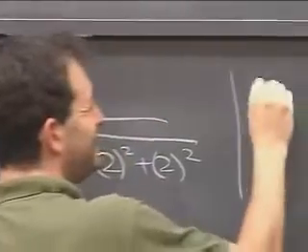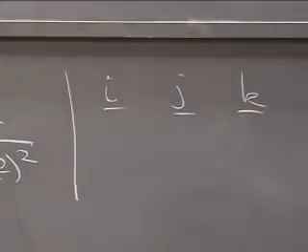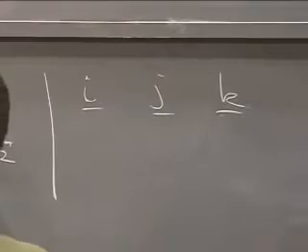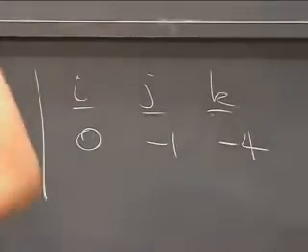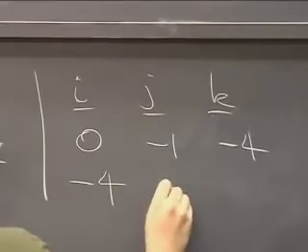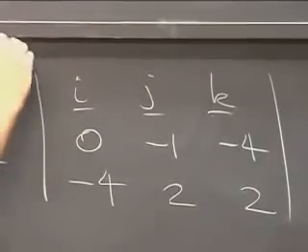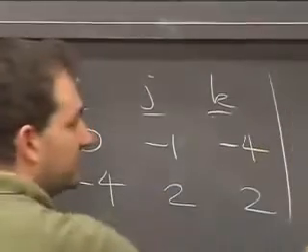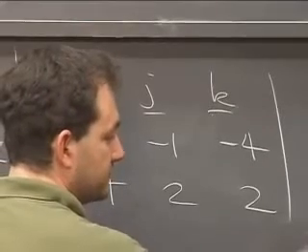So we need IJK, and we're going to put in the PS, which is 0, minus 1, minus 4, and then we'll put in the V vector, minus 4, 2, 2. And unfortunately, this will be a vector, so we're going to need the absolute value of this. I don't know a better way of writing this. This is the length, or the absolute value. No, it is the length.